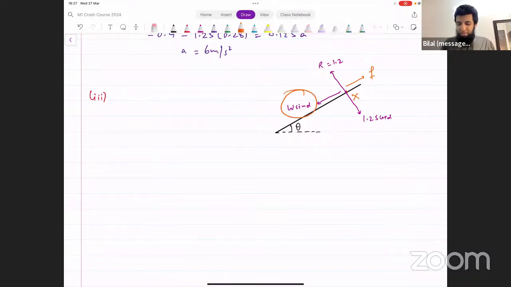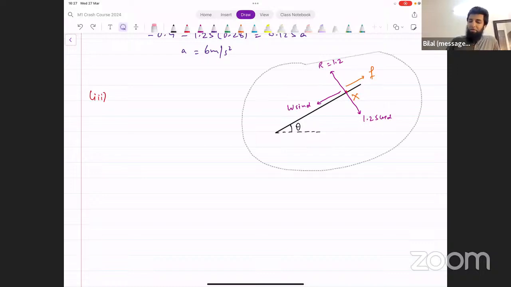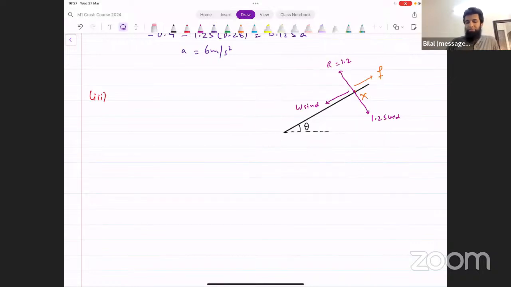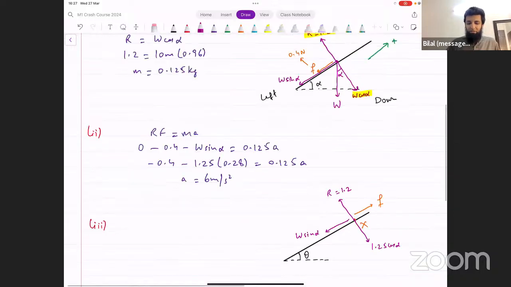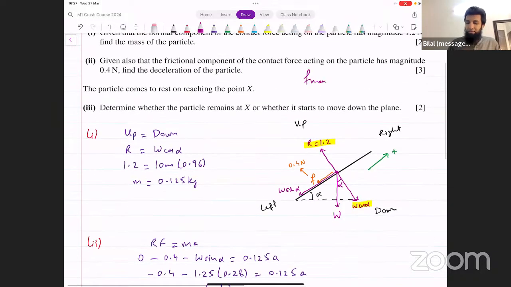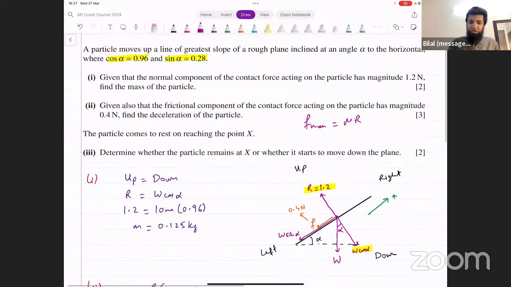Now, if W sine alpha is greater than friction, the object is going to move down. If it cannot counter friction, the object is going to stay there. So we basically need to figure out whether W sine alpha can counter friction or not. What's the maximum value of friction? Do we know what the maximum value of friction is? 0.4. F max is given by mu R. We don't have any coefficient of friction here. How do you know it's 0.4?